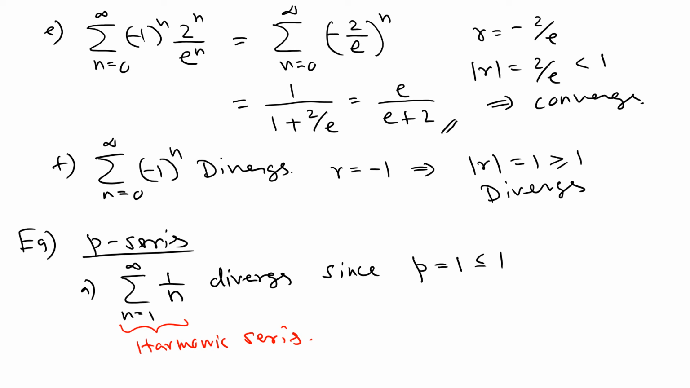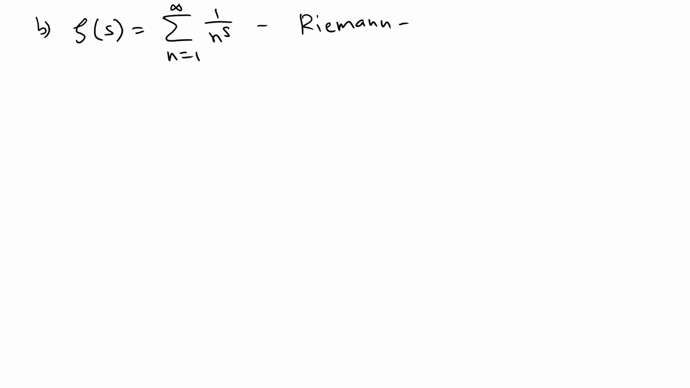So let's look at a few more examples. How about this? We have this special series, what we call the zeta function. So this is sigma n going from 1 to infinity, 1 over n to the s. This has a special name. This is what we call the Riemann zeta function. This has very nice applications.